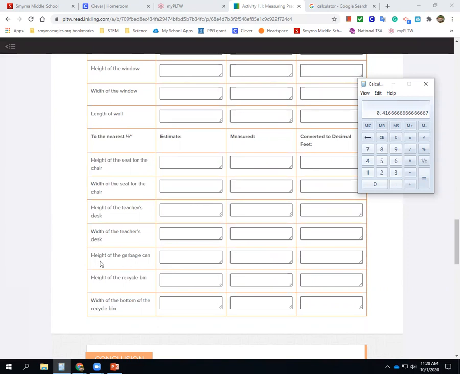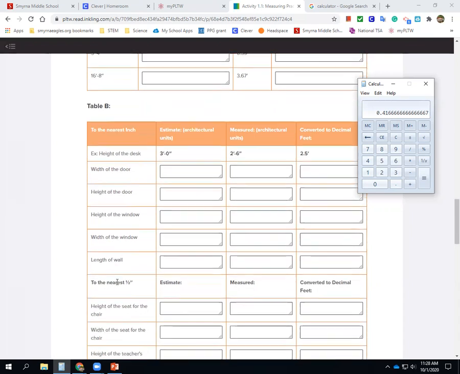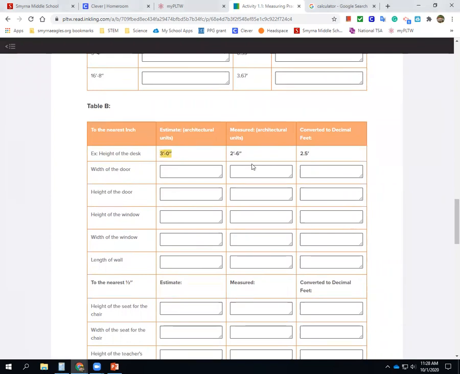All right, rethinking about this. It's good practice. Let's do this one. Find a door in your house. Find the width, find the height, find the window, find the height, find the width. I don't know why they switched those up. Length of any wall in your house, and just make sure you write it like this. All right, that's what we're doing.